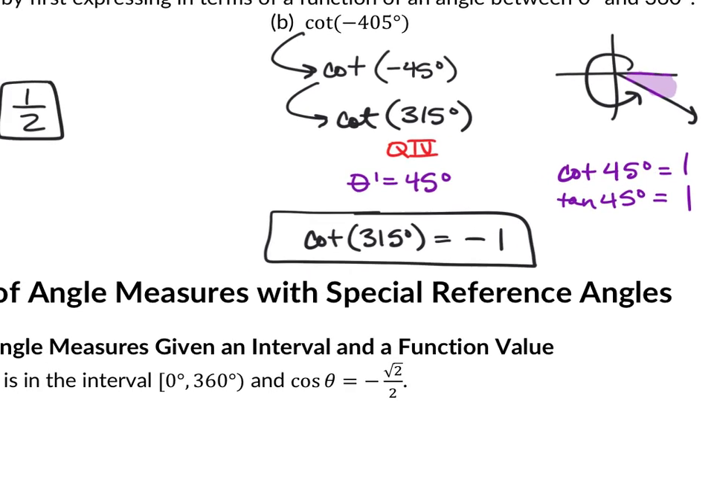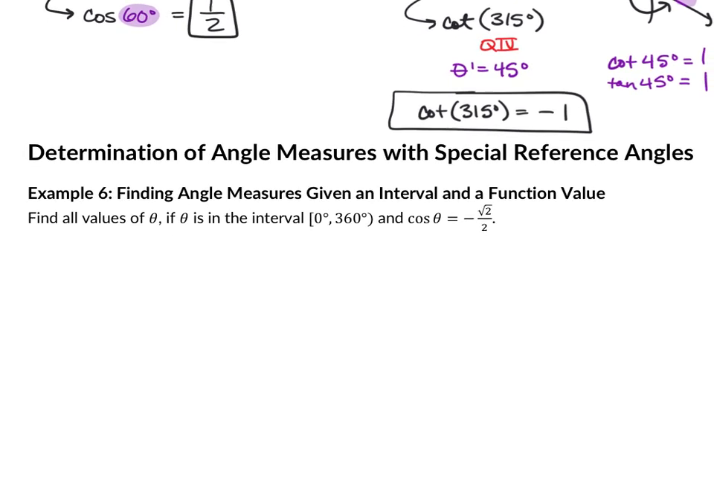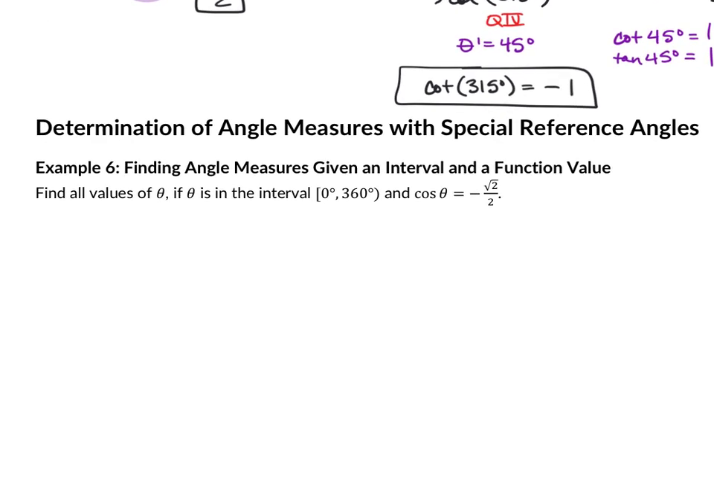All right, last question for today. It says, let's find all the values of theta if theta is in the interval from 0 to 360 and cosine of theta is equal to negative square root 2 over 2. Now this part right here is just telling me that we are only doing one revolution. We should not answer with a theta that is smaller than 0 or bigger than 360.